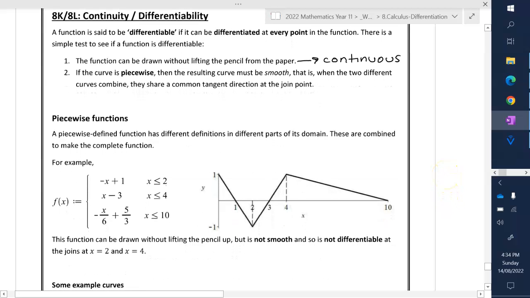We looked at piecewise functions earlier on a little bit. Let's have a look at them again. So a piecewise defined function has different definitions in different parts of its domain. These are combined to make the complete function. So this function has three different graphs, or three different parts, depending on where x is. So we've got x less than or equal to 2. So from this point onwards, down to the left, we've got x greater than 2, x less than or equal to 4. So we're from this point here, down to here.